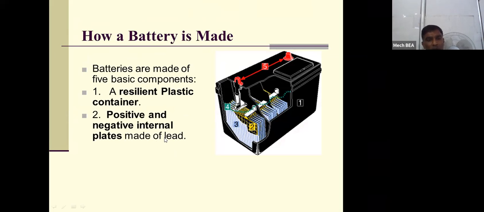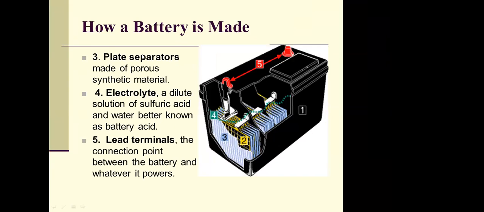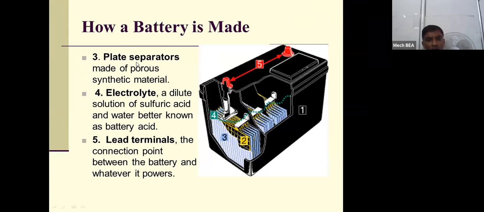Generally batteries are made up of 5 basic components. Number 1, this black portion, is the resilient plastic container. Inside this container is component number 2, the positive and negative internal plates made up of lead. Then the third component is the plate separator. This is the plate separator.